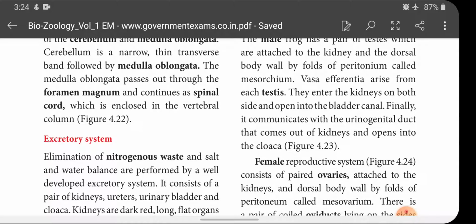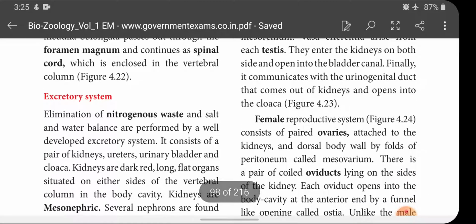Finally, it communicates with the urinogenital duct that comes out of the kidneys and opens into the cloaca. So this Bidder's canal communicates with the urinogenital duct that comes out of the kidney and opens into the cloaca. So reproductive cells are also eliminated through the cloaca only.